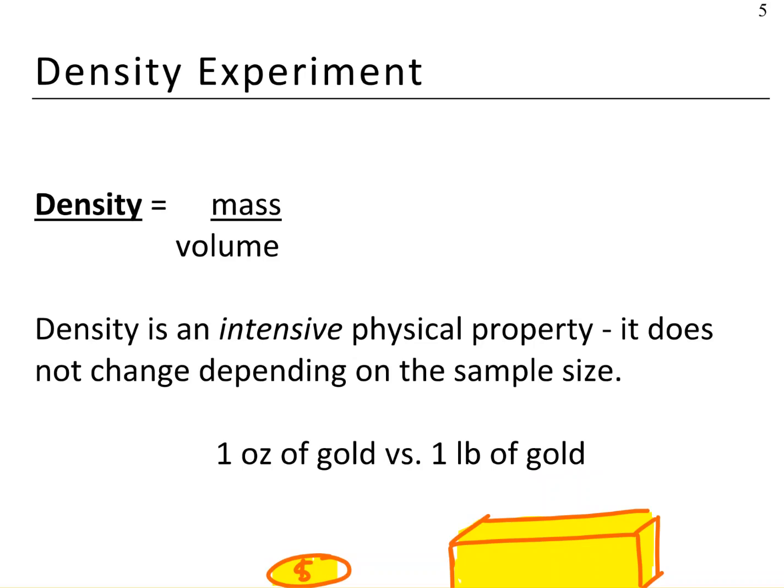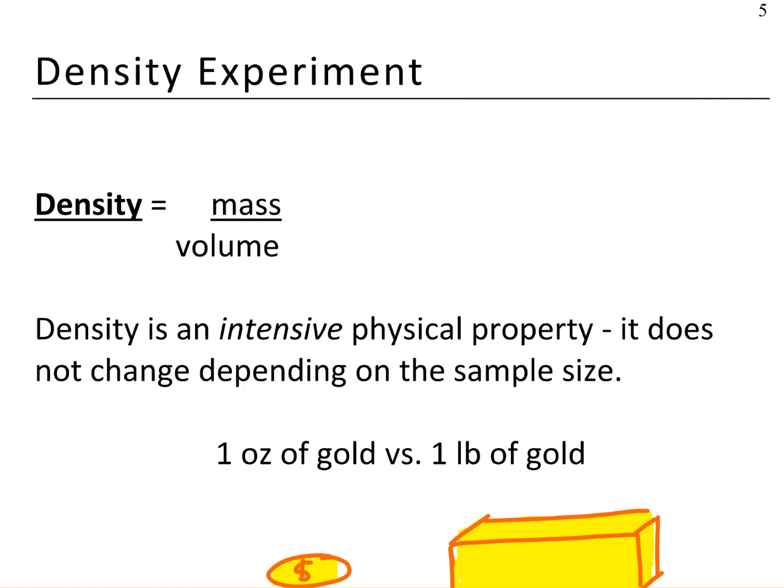In this experiment, we're going to determine the density of some liquids and of an unknown solid as well. So density is the ratio of mass to volume. And a simple way of saying this is that it's how heavy an object is for its size. Something like lead is more dense, it's very heavy for a small piece.